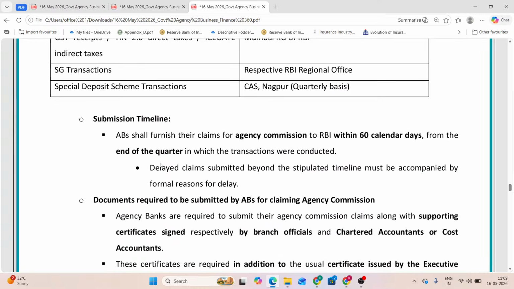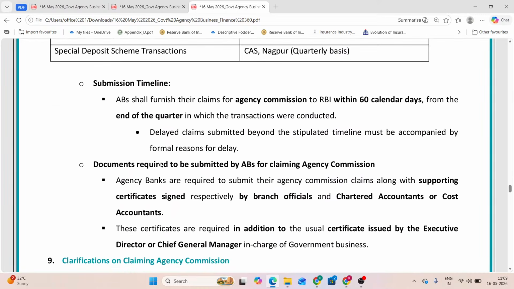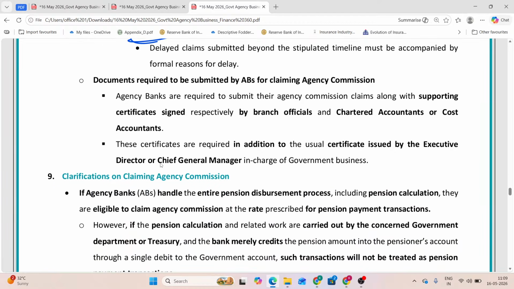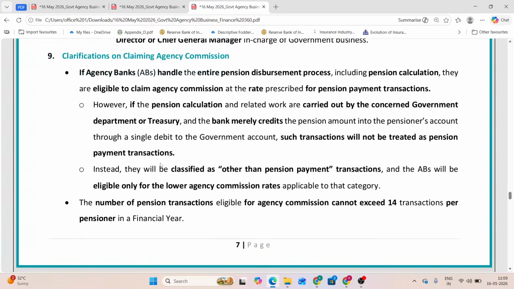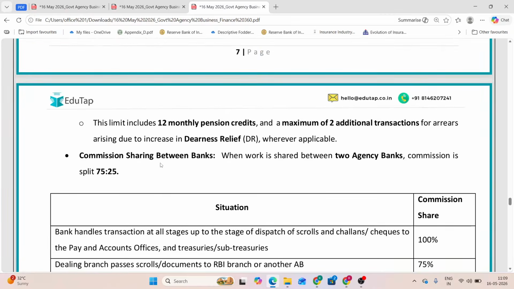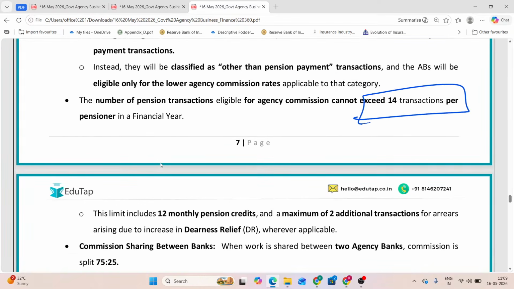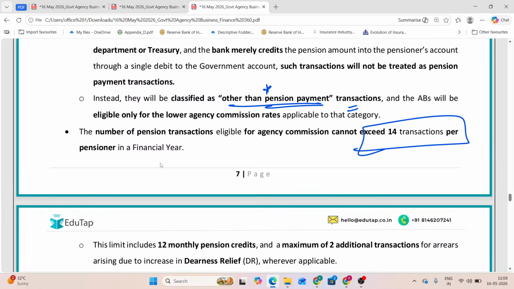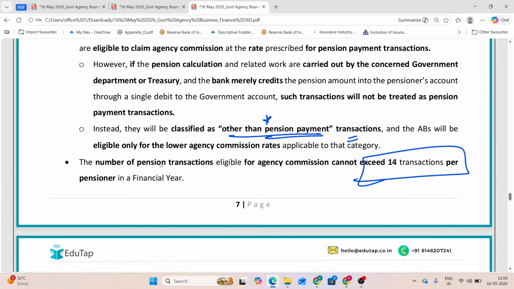Next, again, agency commission has to be claimed within 60 calendar days from the end of the quarter. So this is also important. Then regarding the pension, this will be considered as other than pension payment transactions if the pension calculation is undertaken by the concerned government department or treasury and the bank merely credits the pension.